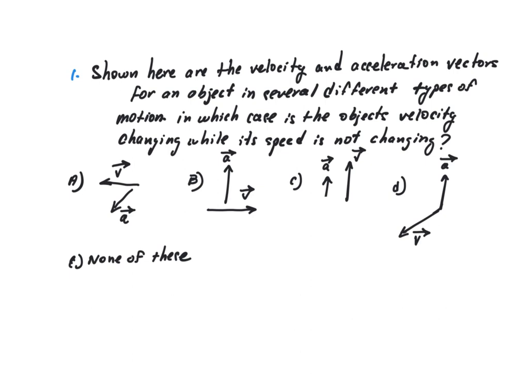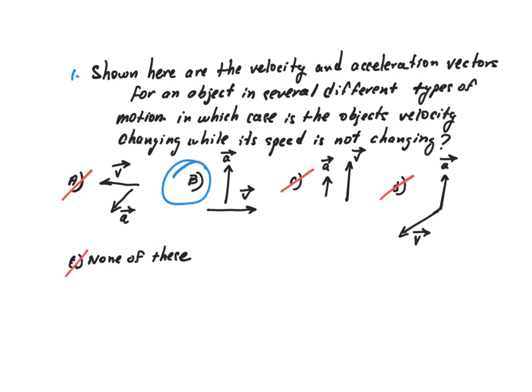None of the above. So to answer this question, you must understand that when acceleration acts perpendicular to the velocity, it only changes the velocity direction. It does not change the speed. So we just look for the one that is perpendicular. A cannot be, C cannot be, D cannot be. So the only logical choice is B. As well, E cannot be.